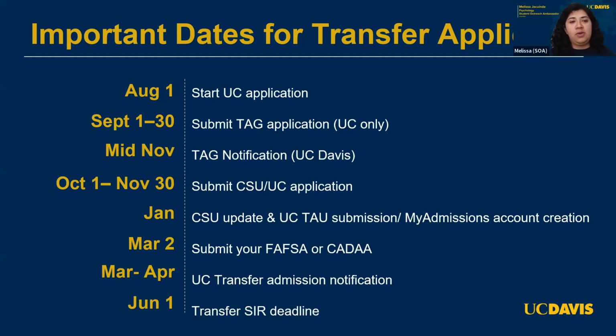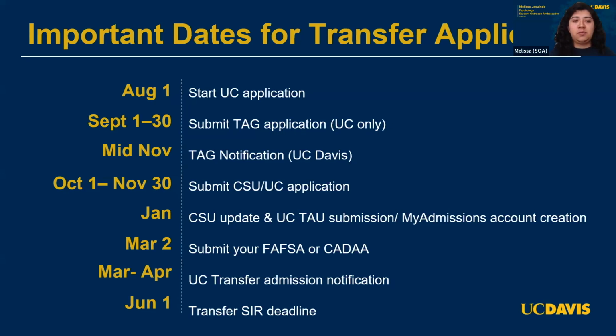And then after that, you can worry about submitting your financial aid applications and your transfer academic update, which is shortened to TAU. That is where you update any of the classes that you're taking towards the last year or last semester of your community college before your transfer. And then around March and April, UC campuses will release their decisions for admission. You have usually until the 1st of June to submit your intent to register in the UCs. So with that in mind, we can move to some takeaways.